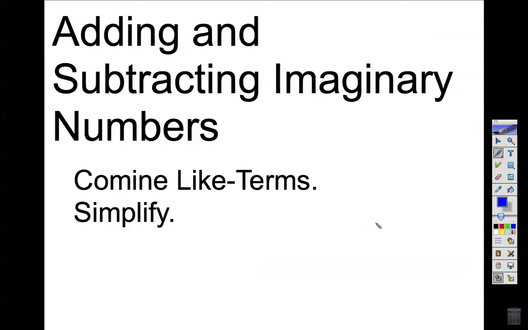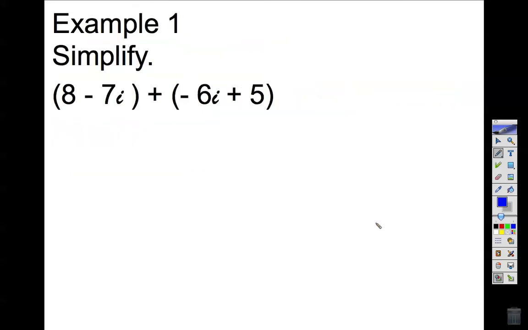To add and subtract imaginary numbers, we're going to treat them just like terms: real numbers combining with real numbers, and imaginary with imaginary. And then we are going to simplify. In this first example, I have 8 minus 7i plus -6 plus 5i. So I can rewrite this as 8 minus 7i. Since I am adding this binomial, I'm just going to stack like terms, and now I'm just going to simplify.